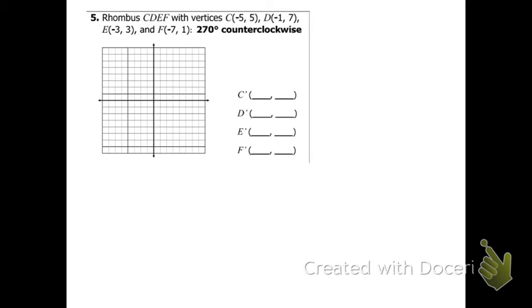So remember the rules for 270, you reverse, but you change the sign of the second one, okay? So we're going to take all these coordinates, reverse them, and then change the sign of the second one. So C is going to turn into 5, negative 5. I leave the signs the same, then I change the sign of the second one. D, reverse, change the sign of the second one. E, reverse, change the sign of the second one. And F, reverse, change the sign of the second one.